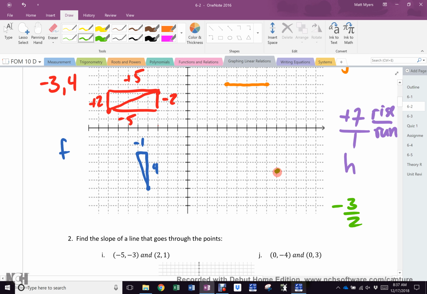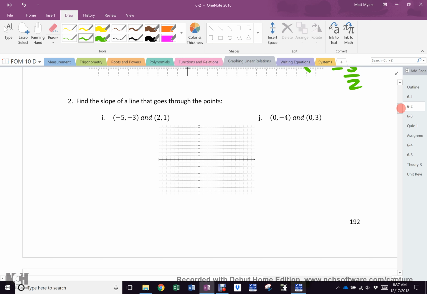-3 over 2 means I either have to go down 1, 2, 3 and right 1, 2, or up 1, 2, 3 and left 1, 2. And you will notice that whichever way I do it, I still get a straight line. Can everybody do this? Excellent. Now, let's move away from the random ones. Now I'm going to force you to go to points on the graph.